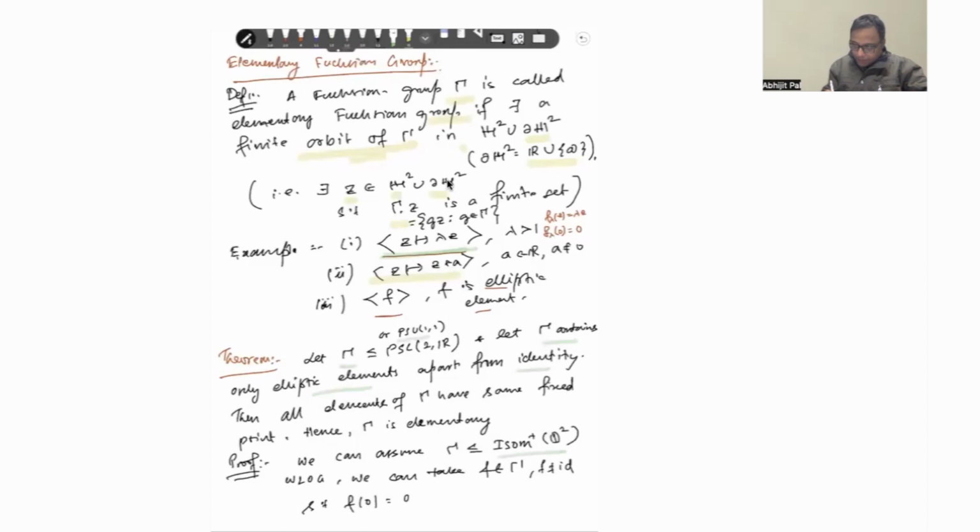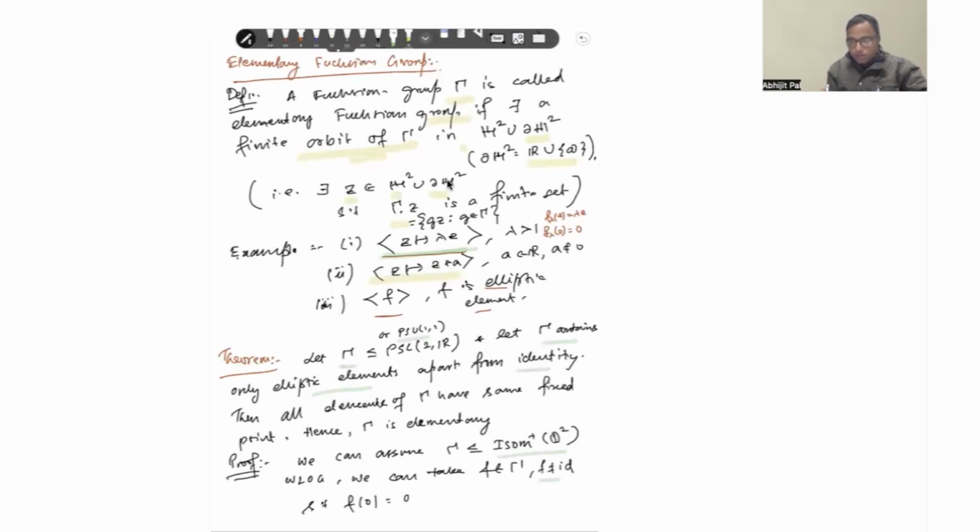Okay, so now let us take an element f belonging to gamma, and f is not equal to identity. By the assumption, f is an elliptic element. So f will fix some point of the unit disk. Without loss of generality, we can assume the fixed point of f to be 0.